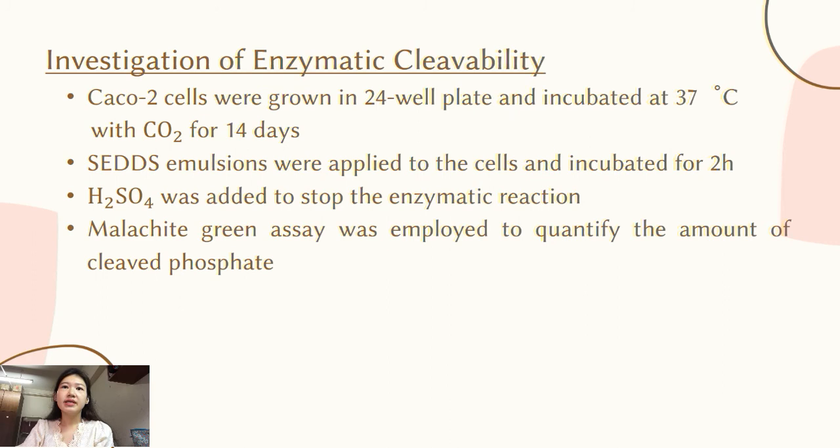To investigate the enzymatic cleavability, Caco-2 cells were grown in 24 well plates and incubated at 37 degrees Celsius with carbon dioxide for 14 days. Then, the emulsions were applied to the cells and incubated for 2 hours. Sulfuric acid was added to stop the enzymatic reaction. A malachite green assay was employed to quantify the amount of cleaved phosphate.